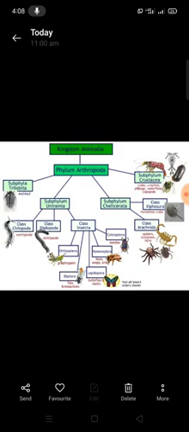And the development is direct or indirect, involving several larval stages. The basic larva is the nauplius. This is very important. The crustacean larva is the nauplius.